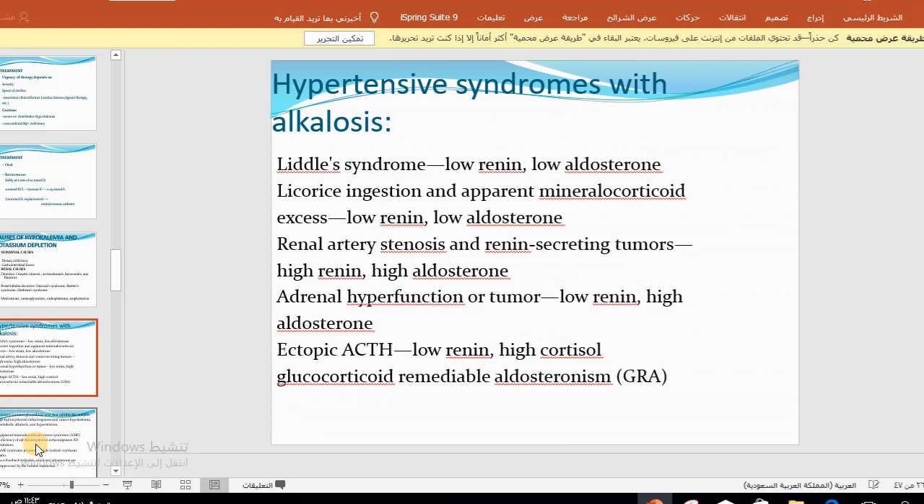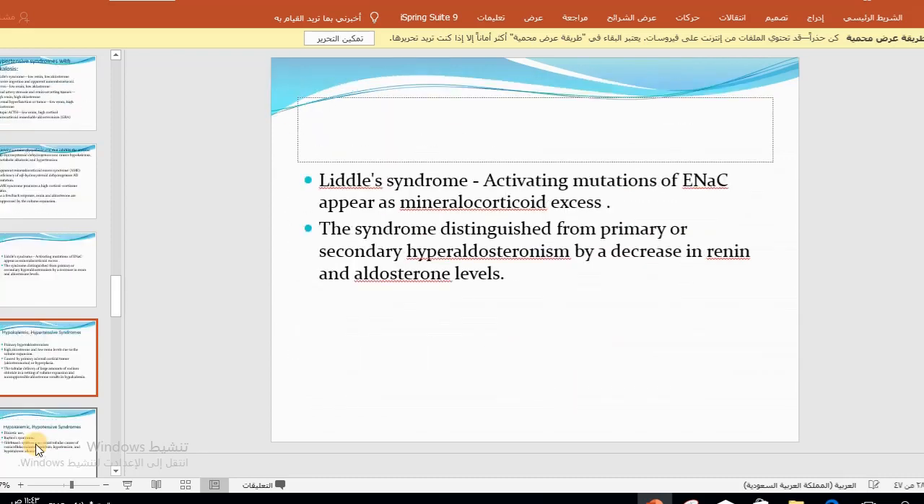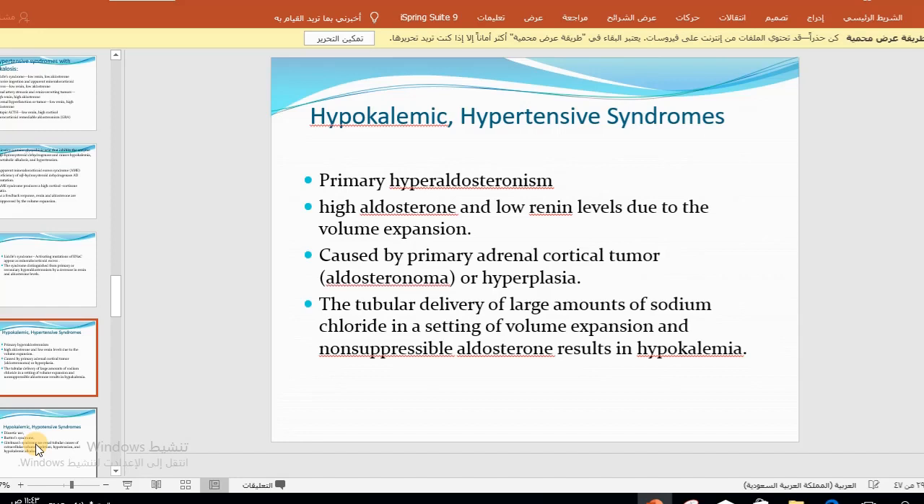Next is renal artery stenosis and renin-secreting tumor, which is associated with high aldosterone and high renin. Adrenal hyperfunction or tumor: in such a condition, only aldosterone is high and renin is low. Ectopic ACTH leads to high cortisol level but low renin, and there is a condition called glucocorticoid-remediable hyperaldosteronism. These are the explanation of what I have said.